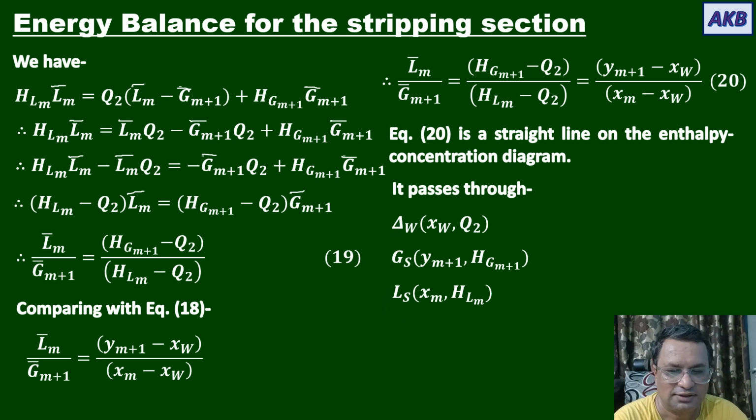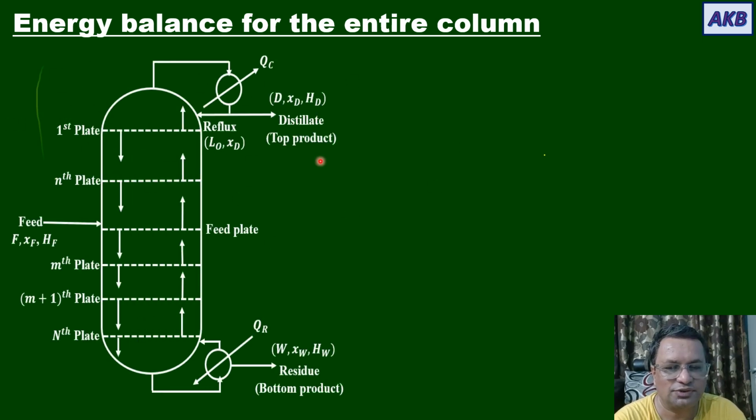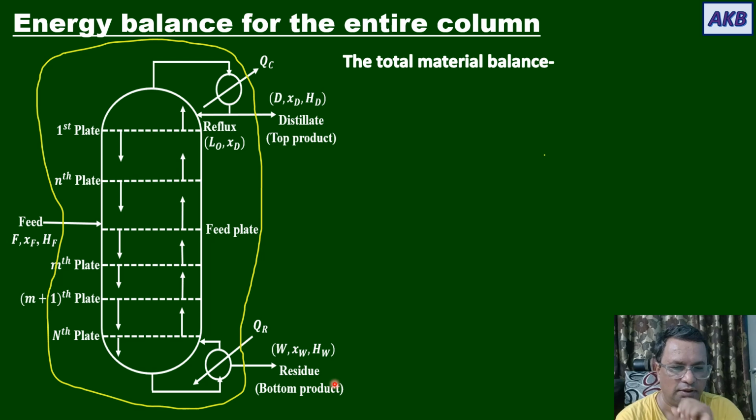Okay. Now we will discuss energy balance for the entire column. So we will be using this envelope. Feed goes into the envelope, distillate comes out of the envelope, residue comes out of the envelope, heat comes out of the envelope at a rate of QC, and heat is added to the envelope at a rate of QR.